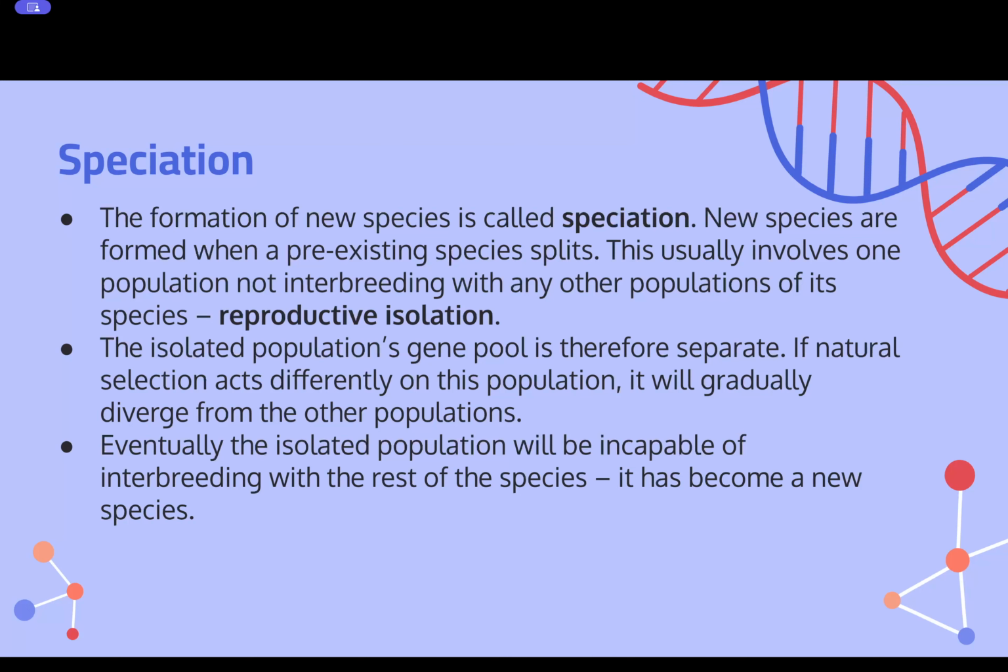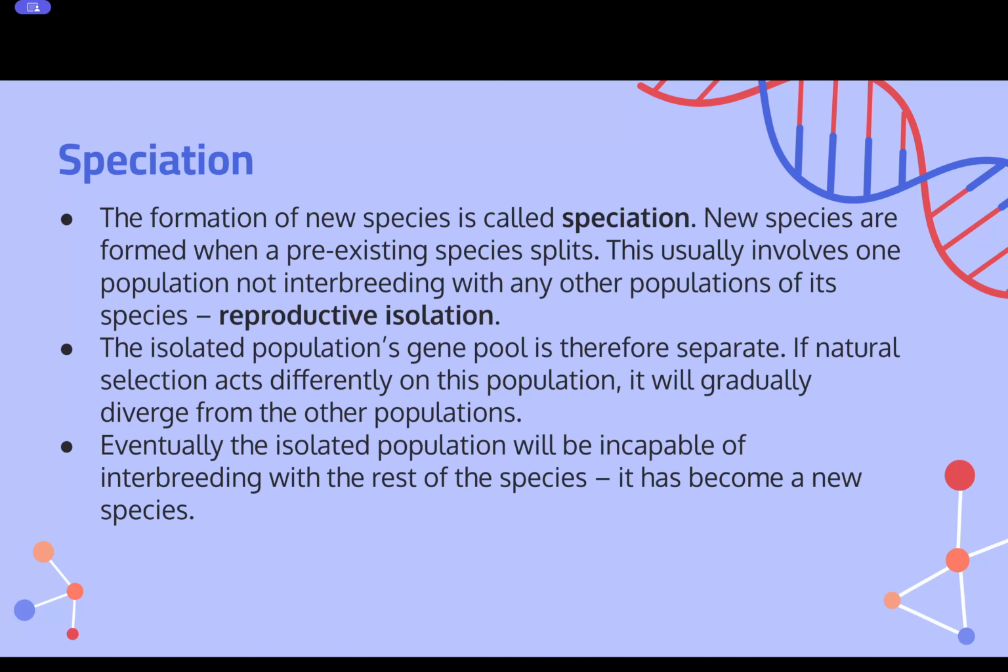Speciation, this is the last thing that we do. The formation of new species is called speciation. This is when a pre-existing species splits, so this is part of unit 5 as well. I haven't gone through that, but if you remember cladistics and how one particular species can divide into multiple species, that's speciation. So new species are formed when pre-existing species split.